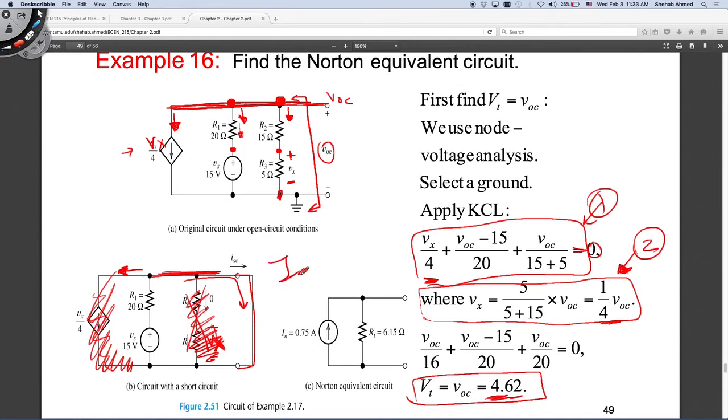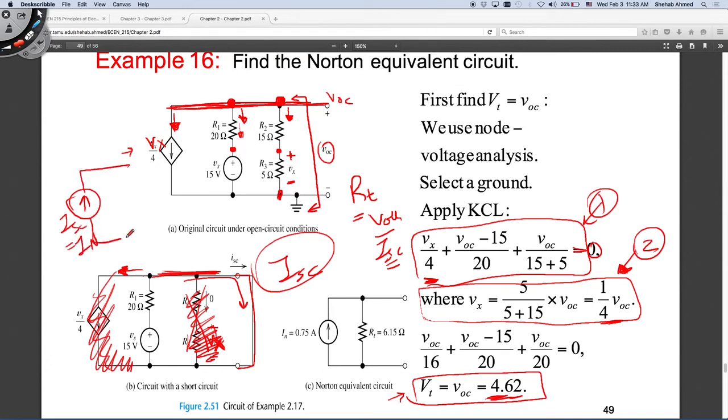So now I have my short circuit current and my open circuit voltage. So R Thevenin is equal to the open circuit voltage divided by short circuit current. Okay? So I have all three parameters. To draw the Norton equivalent circuit, this I short circuit is equal to I Norton, and you put your Thevenin equivalent resistance here, R Thevenin. That's what we'll have on the next slide.